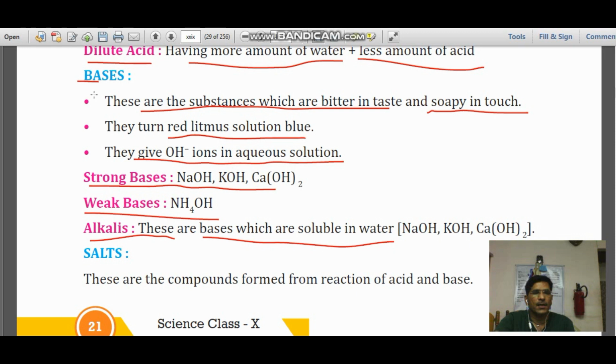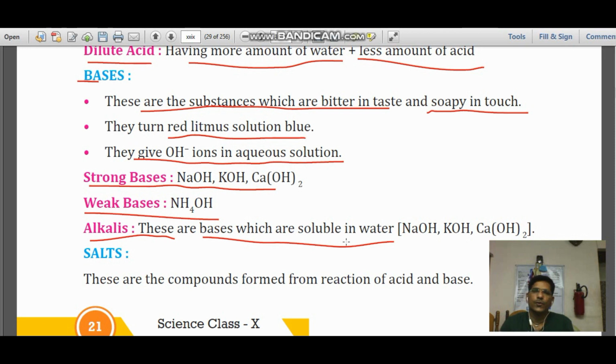Now, again, the definition of a base: a substance which is bitter in taste, soapy in touch, turns red litmus blue, and gives OH ion in aqueous solution. Strong bases: sodium hydroxide, potassium hydroxide. Weak base: ammonium hydroxide. Alkalis: when we dissolve a base in water, we call it an alkali.